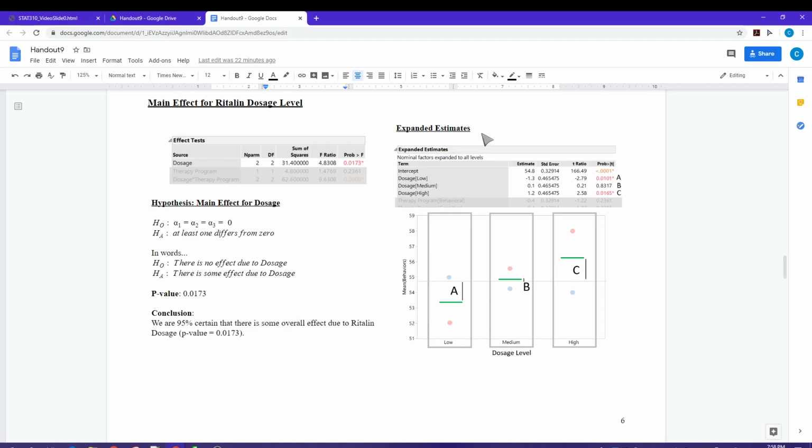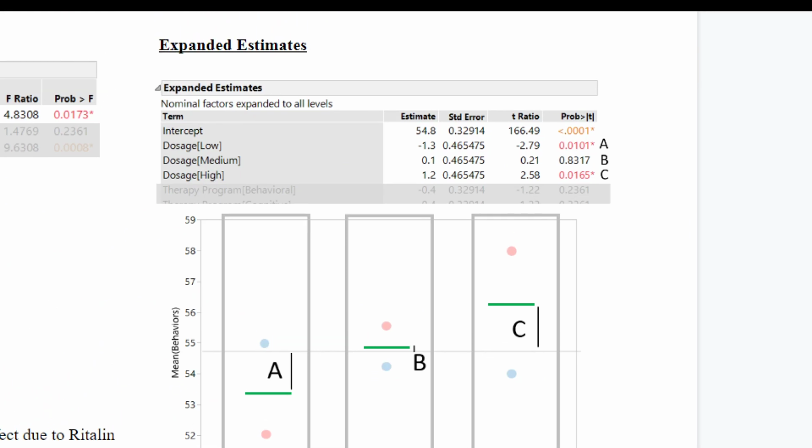Let's quickly look at the expanded estimates. Here I have dosage level low. I have dosage medium and dosage high. So this is the information underneath the expanded estimates. Let's go ahead and zoom in on that. So the information underneath the expanded estimates. And again, I have low, medium, and high here. We have 3 p-values over here on the right that we want to look at. And I've just labeled them A, B, and C.